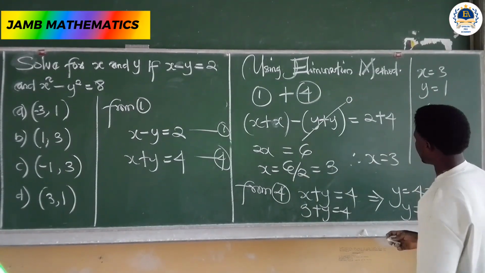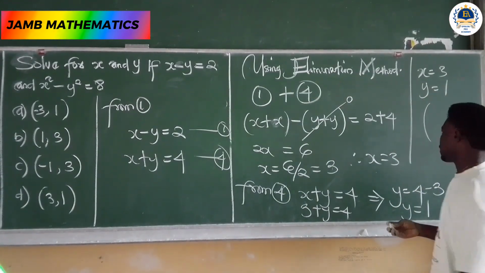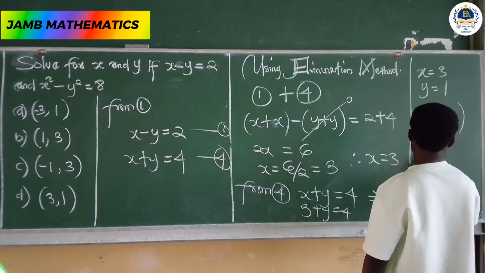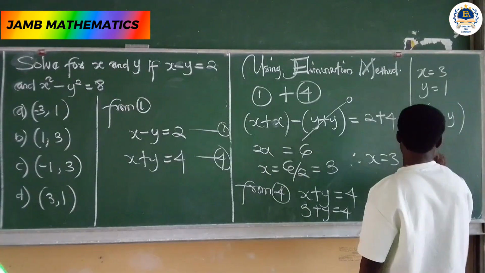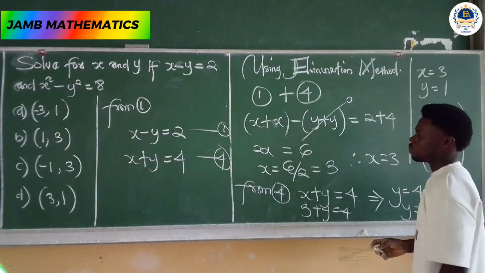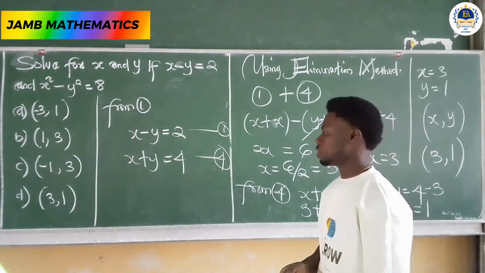Now presenting this in a coordinate system, it will be x and y. So that gives the value of x is 3 and that of y is 1. So on the board, the correct option is D, 3 and 1.